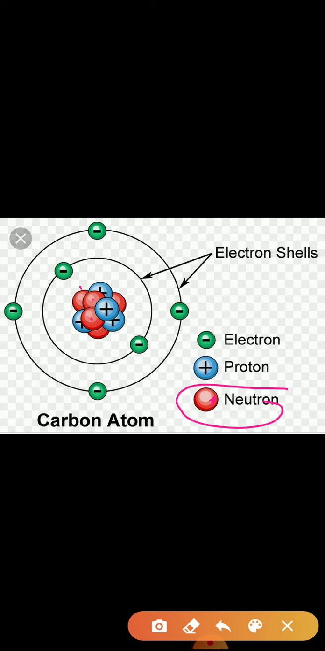Inside the nucleus, protons are positively charged. The protons give the atomic number, represented by capital letter Z. Along with the protons, other particles are there. They are called neutrons. Neutrons do not have any charge. A neutron is an electrically neutral subatomic particle and is denoted by small n. The total number of neutrons in the nucleus is represented by capital N.